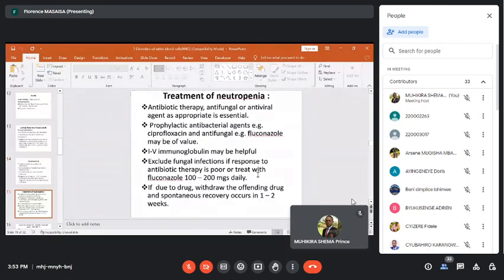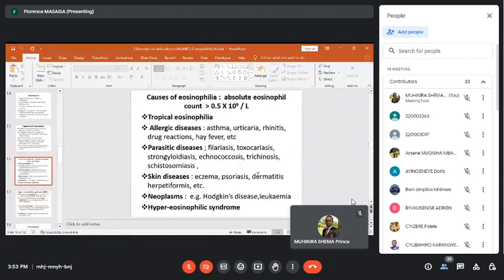So how do you treat it? You have to treat it with antibiotic, antifungal, or antiviral. We can also give a prophylactic antibiotic when there is severe neutropenia. We have also to consider treatment with antifungal by giving fluconazole. We have also mentioned that some medication can cause neutropenia. If it is the case, when you withdraw the medication, the count may normalize within 1 to 2 weeks.